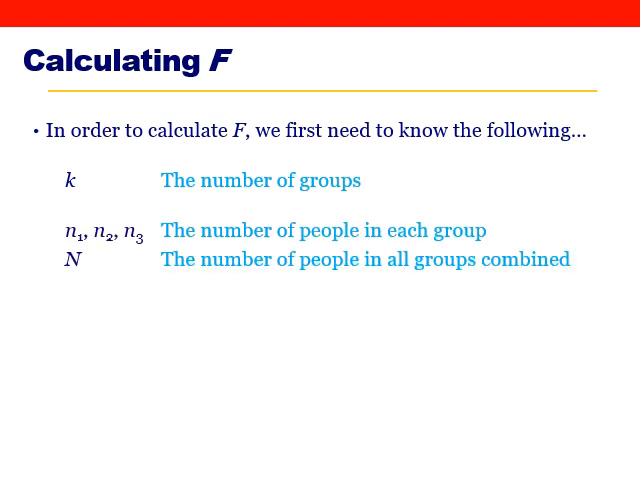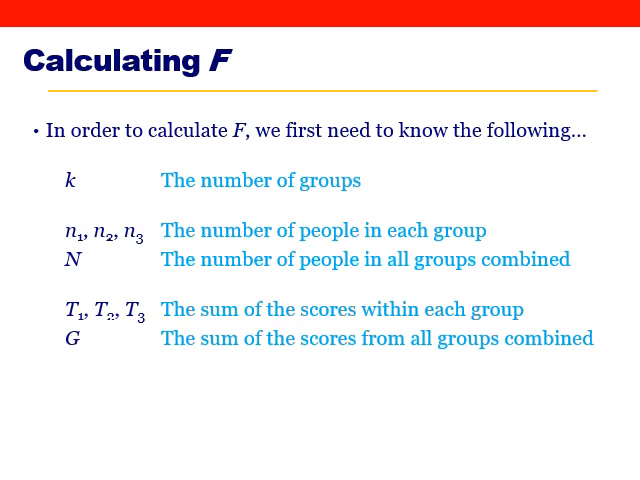We also want to know how many people are in our study. Each group will have its own little n. So in this case, we have three groups. So little n1 will tell us how many people are in group 1. Little n2 will tell us how many people are in group 2, and so on. Big N is the total number of people in our study, or in other words, the number of people in all of the groups combined.